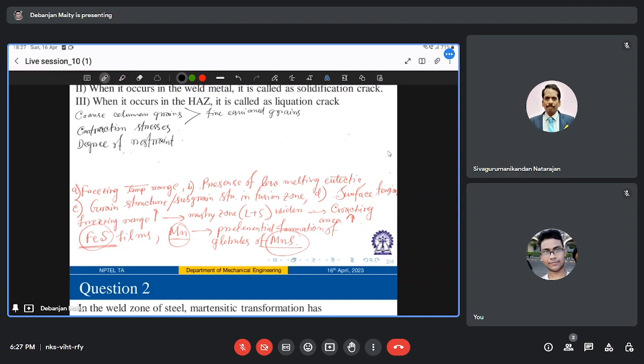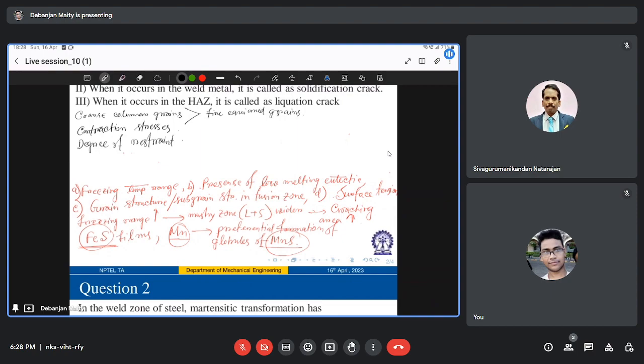Now, if you think of these austenitic stainless steels, they have a relatively high thermal expansion coefficient, and therefore they are often more prone to solidification cracking. And aluminum alloys have both a high thermal expansion coefficient and high solidification shrinkage, and as a result, solidification cracking can be rather serious in some aluminum alloys.